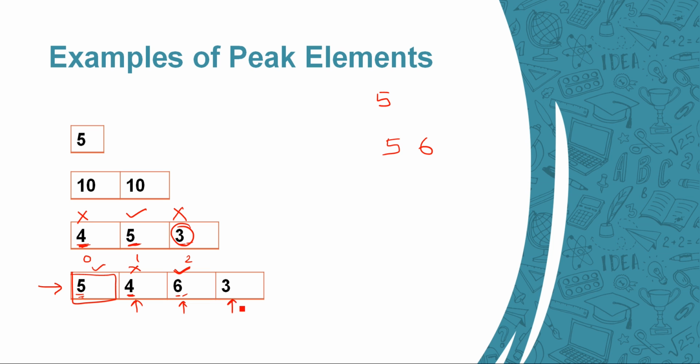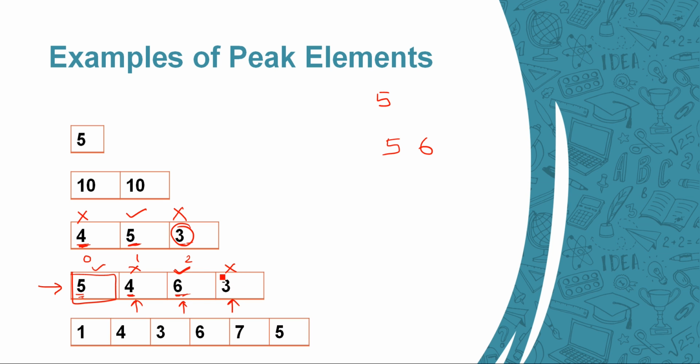Move on to the next element, which is 3. So 3 should not be smaller than its neighbor. So no, the condition doesn't satisfy, right? Because 3 is smaller than 6. So this is again not our peak element.